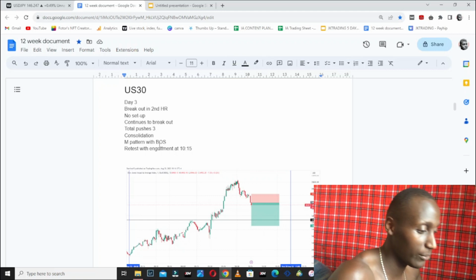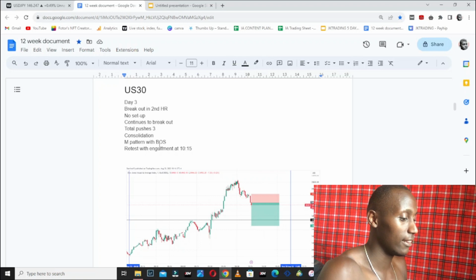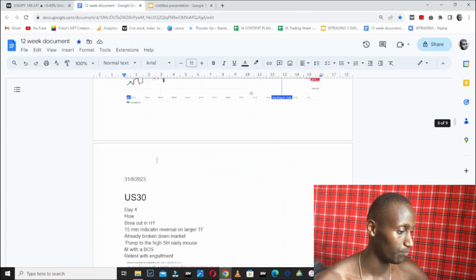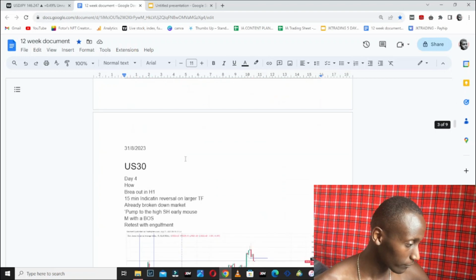Day 3 breakout. We had no setup in the first hour, so price continued pushing higher. Then we had this consolidation here, and then we had our M pattern with the breaking structure, and then a retest. We got the engulfment at 10:15 timing also, and that was the trade.